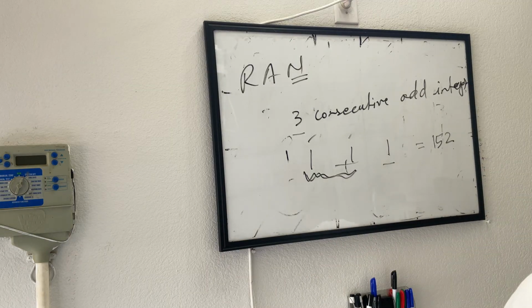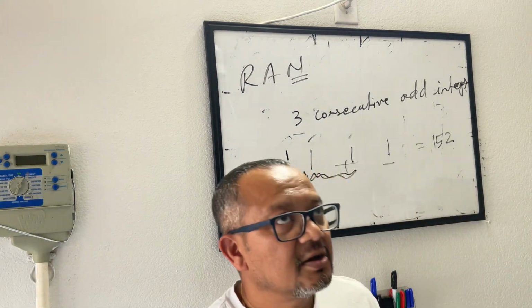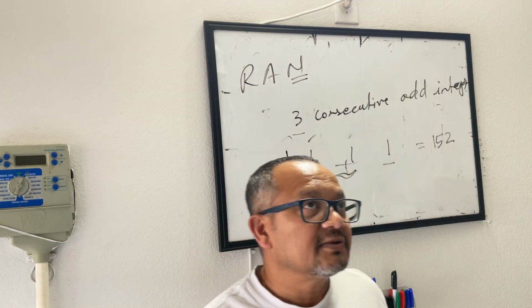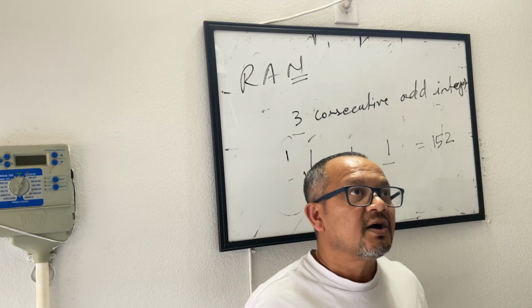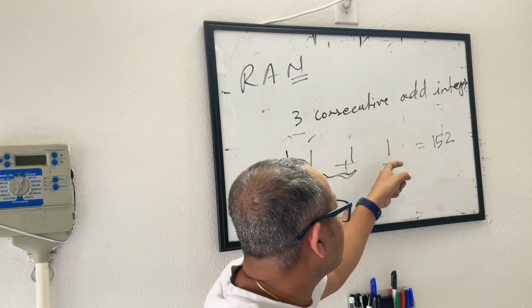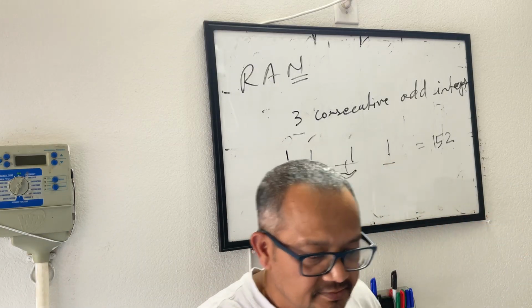Everybody heard the question? I'm sorry, beta? Can you repeat the last part of the question? Find 3 consecutive odd integers such that the sum of the twice of first and second and 3 times the third one is equal to 152. Yeah?